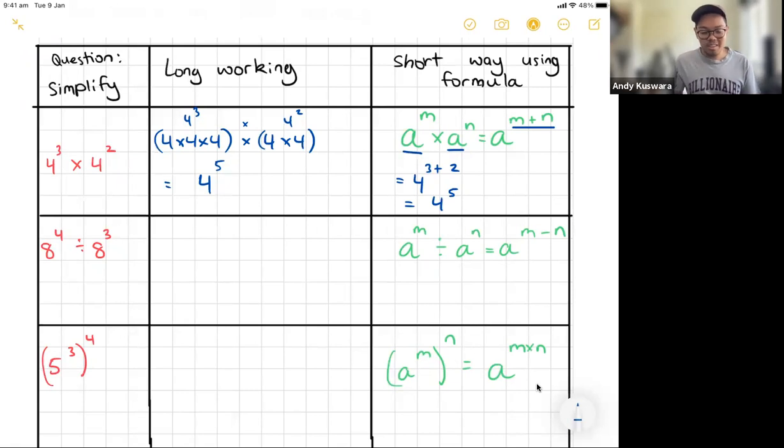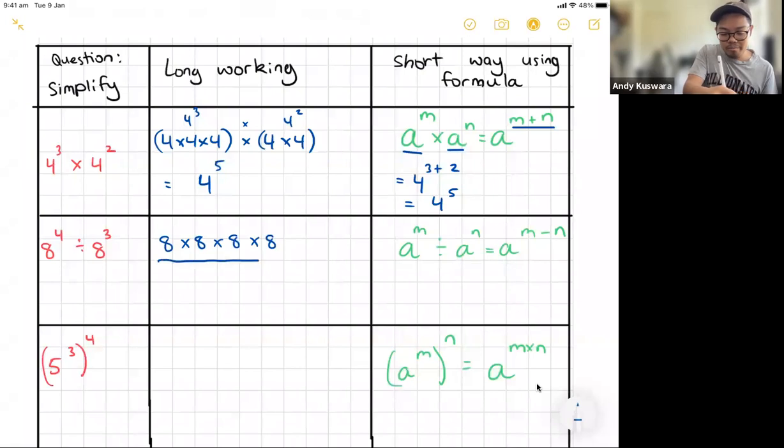The next one is, what if we had a division? When we see division, think of it kind of like a fraction. It's the first number divided by the second number, so you could write it like this. It'll be 8 times 8 times 8 times 8, that's 8 to the power of 4. Then at the bottom, we're going to have 8 times 8 times 8, because I'm dividing by 8 to the power of 3. Remember that divisions can be written as a fraction. Now, what am I doing here?